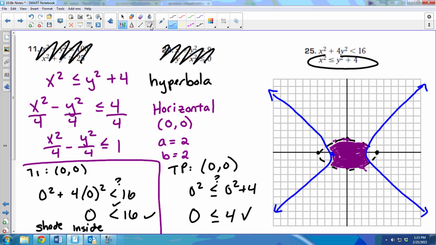Okay. So, this is the idea, right? You figure out what the conic section is. You graph it. You figure out where you need to shade. You do the same thing for the next one. You shade where it overlaps. Some of those are more complicated than others.